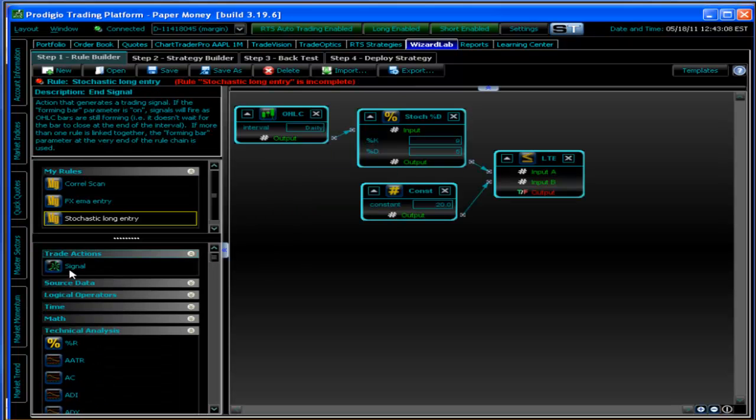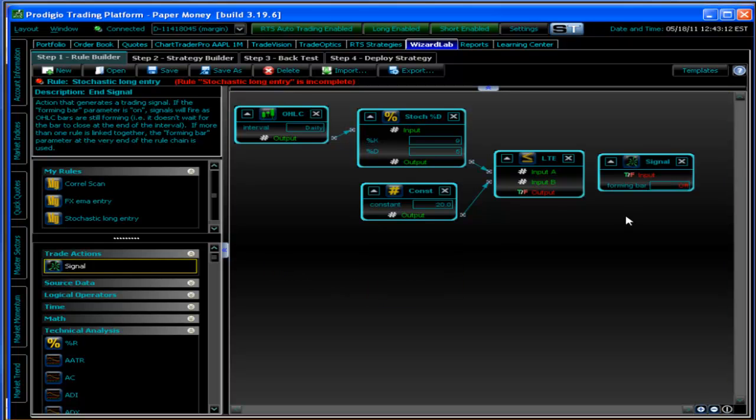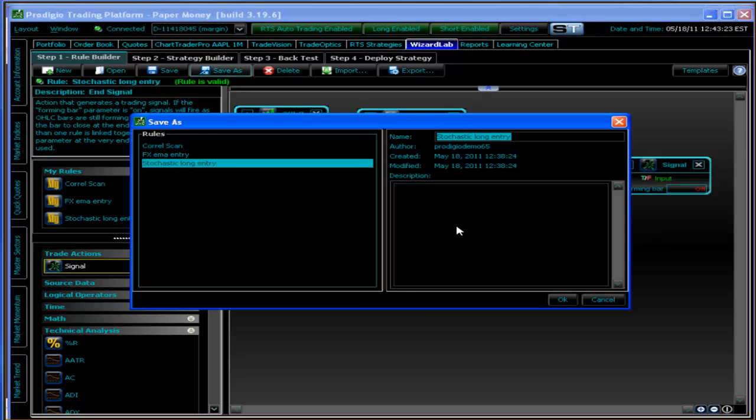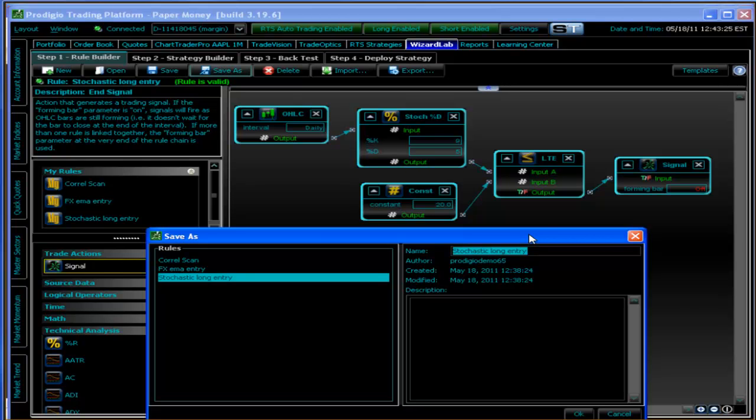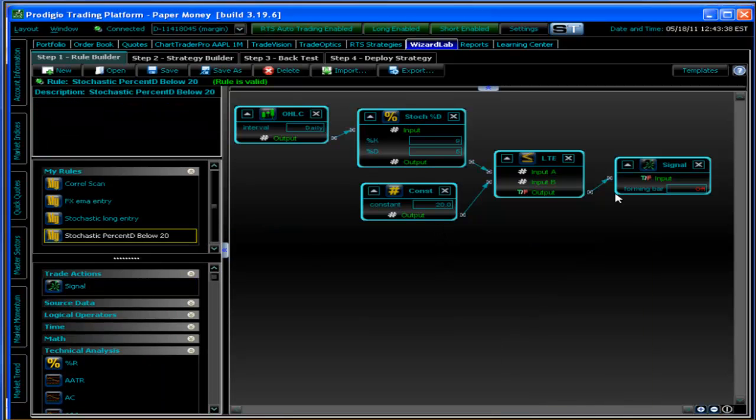What I'll do is I'll go to my trade actions, and right now I've got this signal trade action. This is basically your ending condition, right? And I'm going to feed this into the signal. And what I'll do is I'm going to save this as something else. So this is just using stochastic. I'm going to call it stochastic %D below 20. Right, so I've got this rule and it shows up in the My Rules.